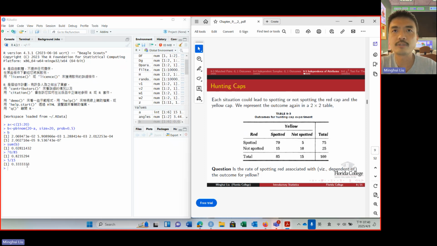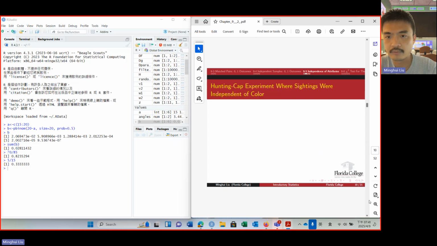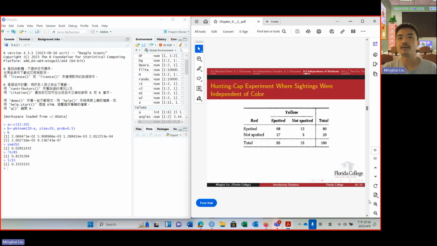And how big is a difference big enough? We'll explain this in the next video. But for now, this would be big enough for us to conclude that they are dependent. And hypothetically, if they were independent, then the ratio, the numbers would be more like this.